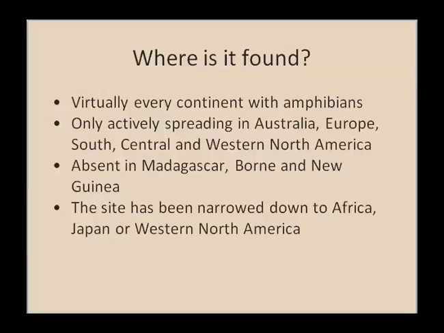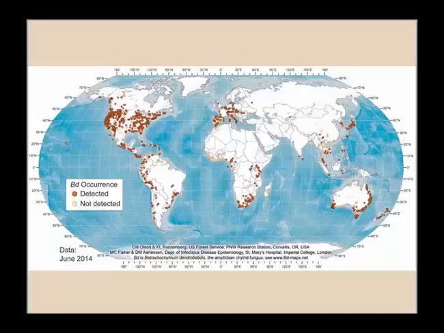Due to its high sphere of influence on a global scale, the origins of BD have been a key point of research. With the current genetic and historical evidence, BD has been present in Africa, Western North America, and Japan for a long period of time, and these have been proposed as possible sites of origin, but the exact location is still unknown. This is the current figure of where BD is found on a global scale.